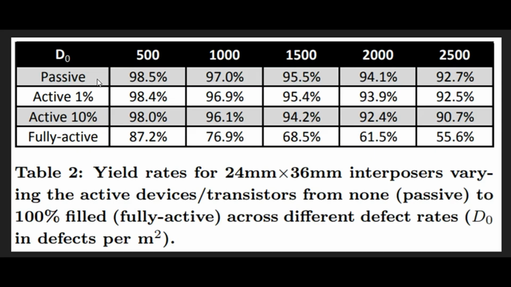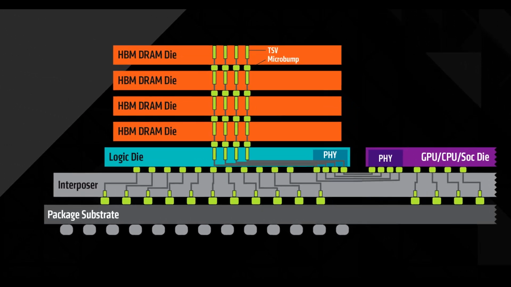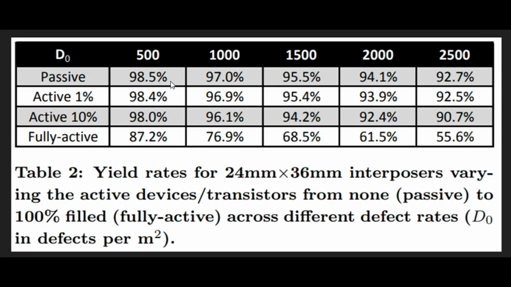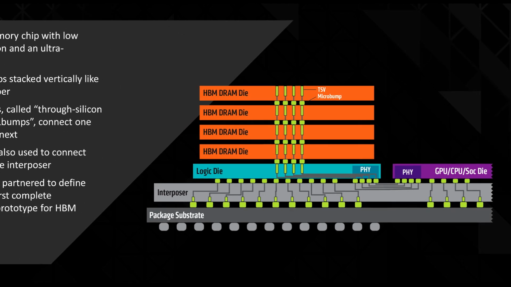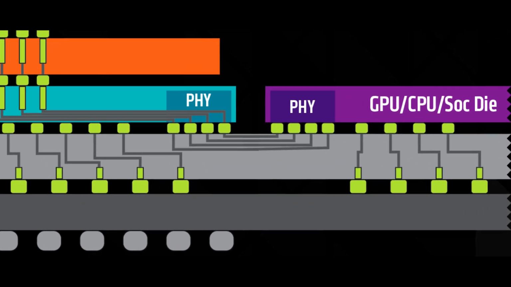So in the first example, the passive interposer, interposers that simply have metal routing, we see a massive 98.5% yield rate, even on that huge slab of silicon. The reason for this is really simple. The vast majority of that interposer is just a slab of silicon. It doesn't matter if a defect hits it. You could only kill the interposer by hitting one of the metal routes.